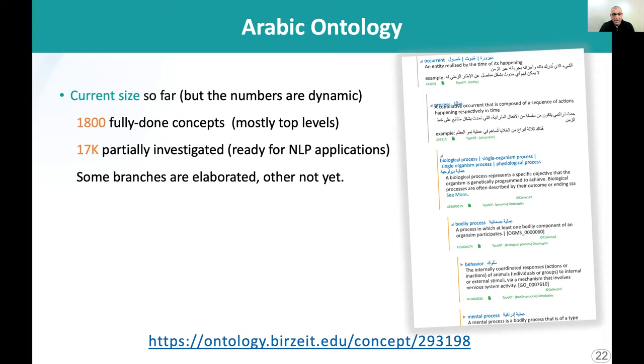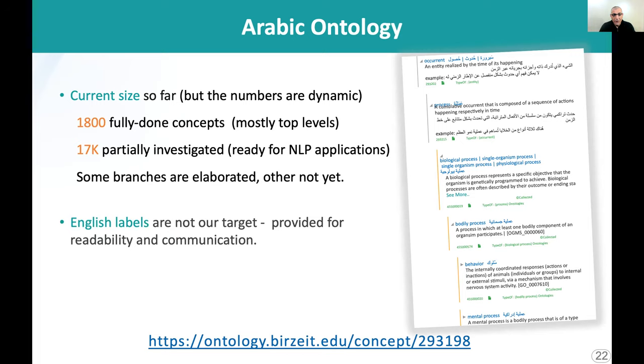But we show them in the portal, in the ontology, with these orange lines here. These gray lines mean it's among the 1,800. As you also see in the ontology, we have some English labels for some concepts, especially at the top level, but providing English is not our target actually. They are just for communication and readability.